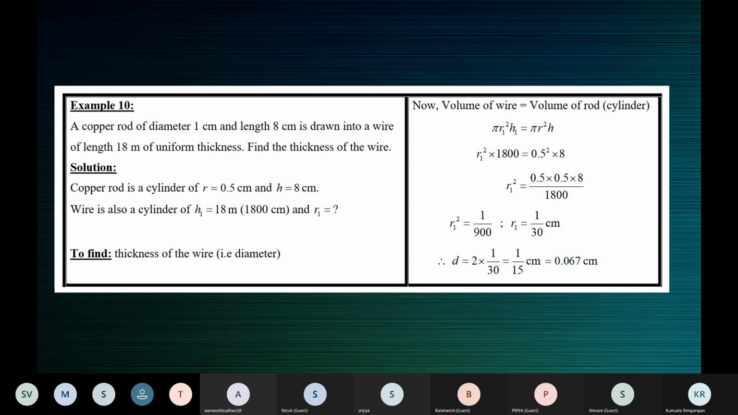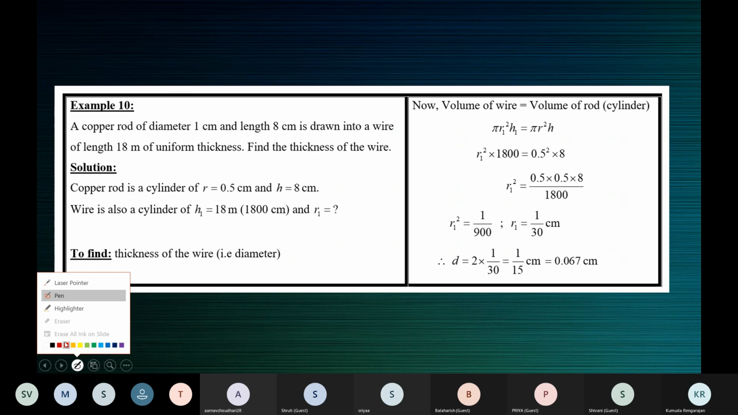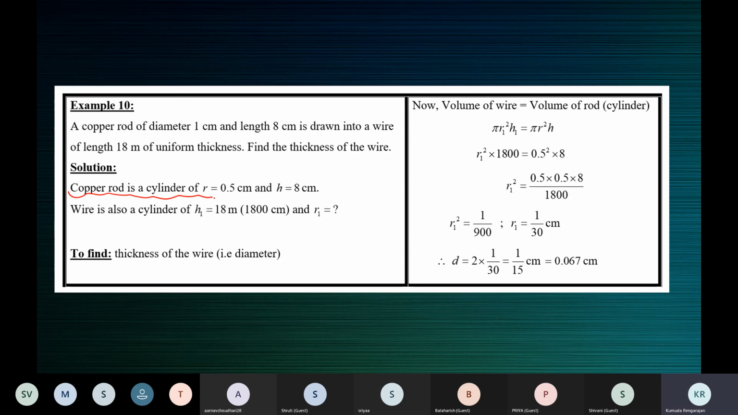Show you the answer slide. So see here. Please listen. Copper rod is a cylinder of radius 0.5 centimeters because diameter is 1 centimeter, and height, length, 8 centimeters. Wire is also a cylinder of height 18 meters or 1800 centimeters, and radius we don't know. Whenever we have cylinders, we try to find out the radius and height, right? That's what we've mentioned here. We have to find the thickness of the wire, that is, the diameter of the wire.